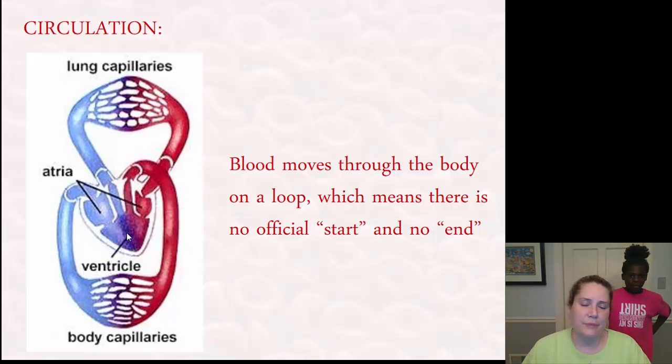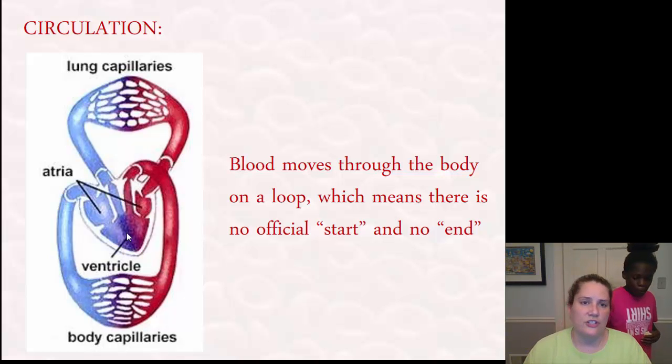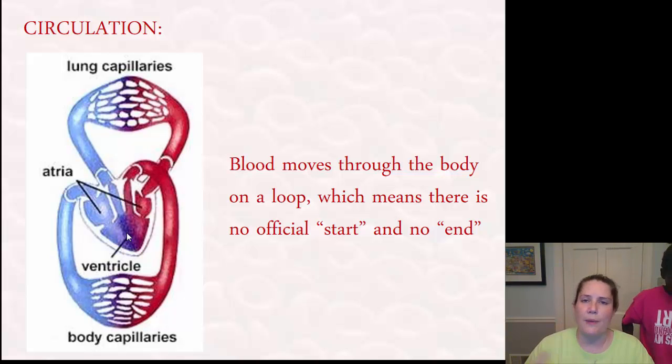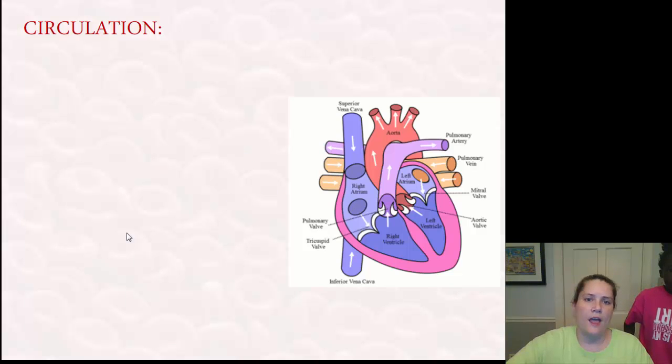Okay, so the big deal here, circulation. How does blood move through the body? So the first thing you need to remember is that you have what's called a closed circulatory system. So blood moves through the body on a loop. There's no official start. There's no official end. You could pick this up anywhere you want and follow the path until you get back to where you started.